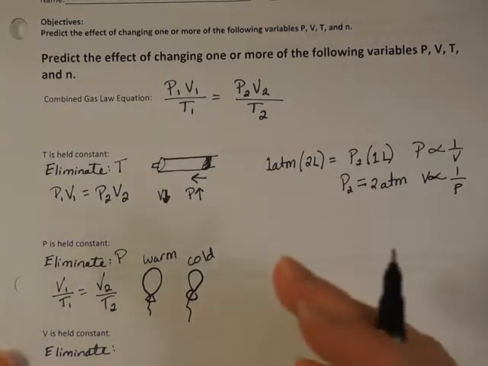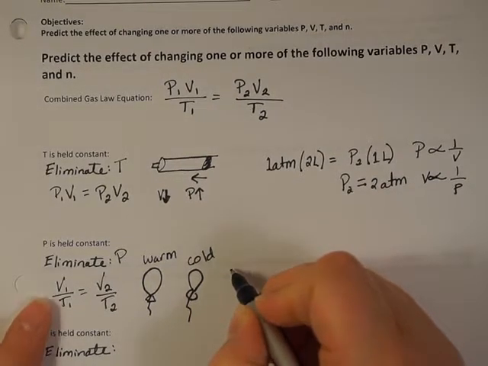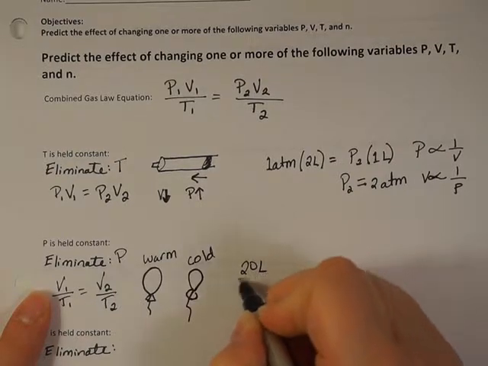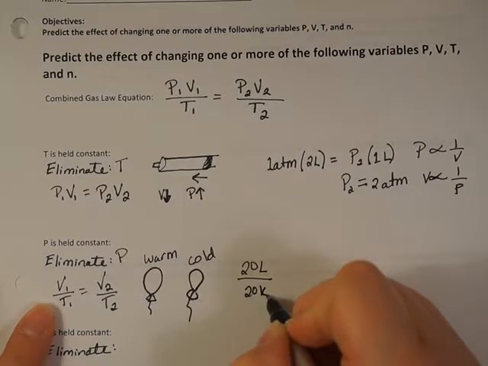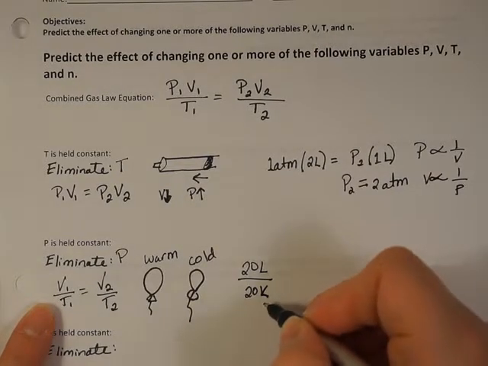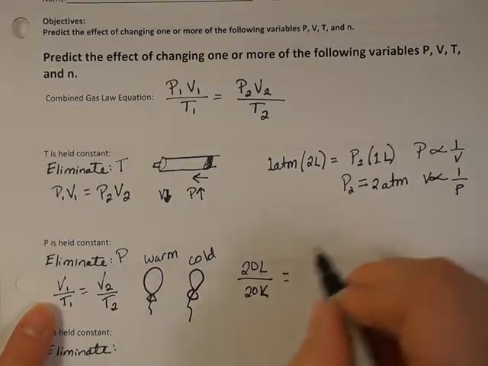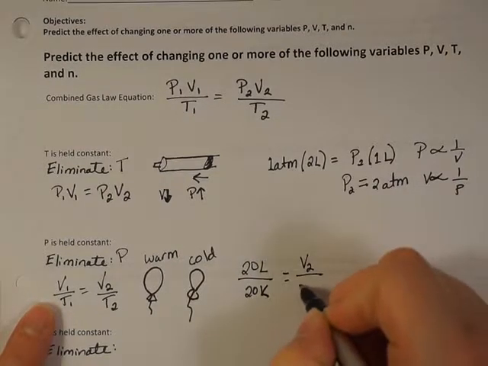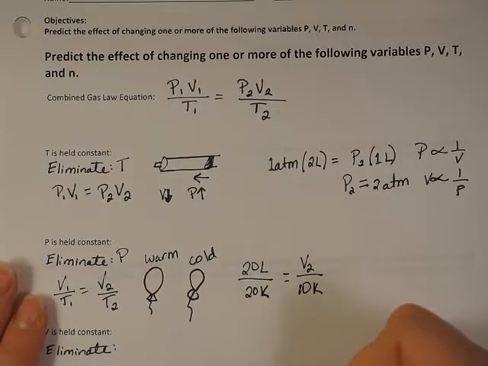Well, what does this look like math-wise? How can we prove this? Let's say our first volume is 20 liters and our first temperature is 20 Kelvin, even though this is a really, really low temperature. Let's just pretend that for the sake of ease that these are our numbers. Well, what would the volume change to if we changed the temperature to 10 Kelvin?